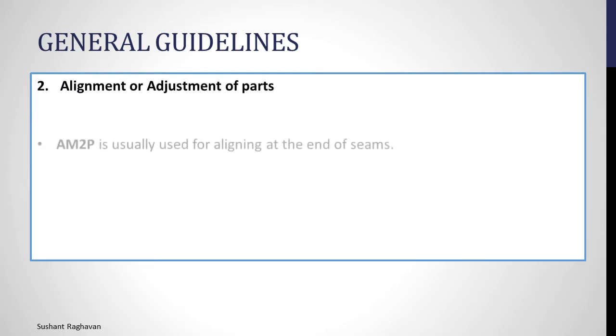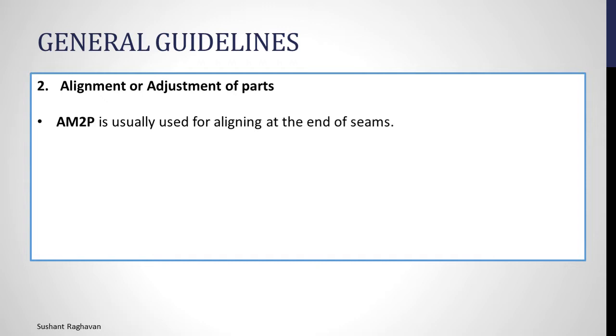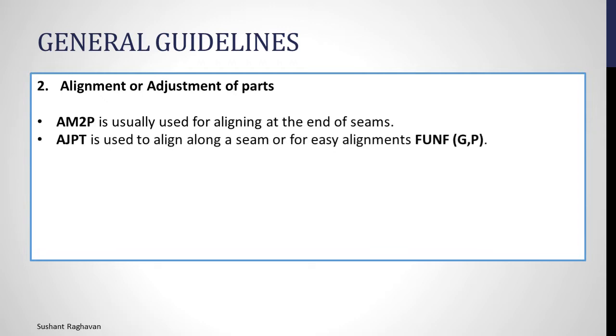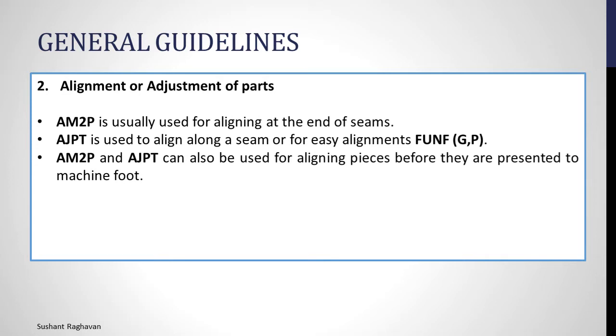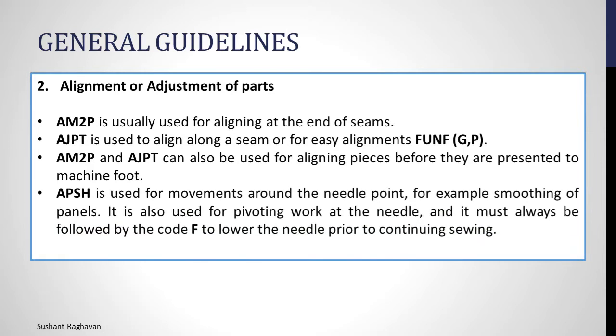Alignment or adjustment of parts. AM2P is usually used for aligning at the end of seams. AJPT is used to align along a seam or for EC alignments, FUNF. AM2P and AJPT can also be used for aligning pieces before they are presented to the machine foot. APSH is used for movements around the needle point, for example, smoothing of panels. It is also used for pivoting work at the needle, and it must also be followed by the code F to lower the needle prior to continuing sewing. AM2P can also be used for button up.